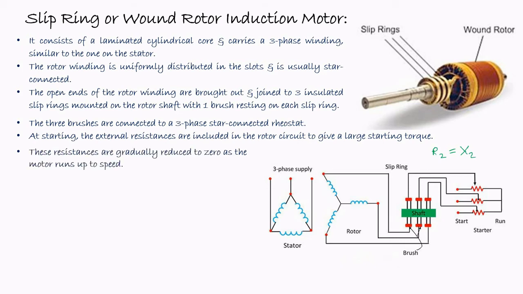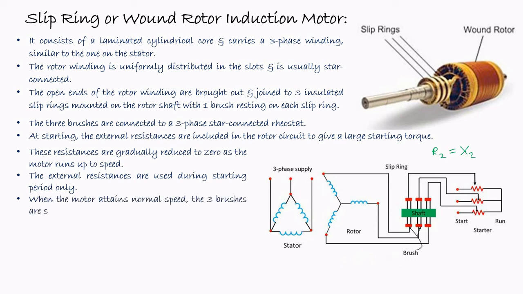Now, as the rotor runs up to its speed, when the rotor reaches the speed, gradually it increases the speed. These external resistances are gradually disconnected from the circuit. It is gradually reduced and finally it is disconnected. And the external resistances are used during the starting period only.